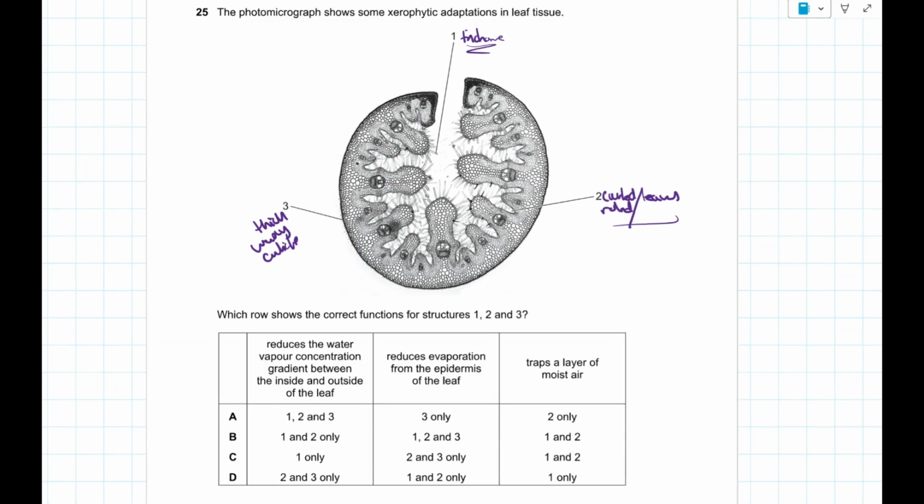First of all, we know that 1 and 2 trap a layer of moist air, so this is correct. A thick waxy cuticle does not trap a layer of moist air, it only reduces evaporation. Now, it reduces evaporation from the epidermis of the leaf, technically all 3 of them, because the trichome and curl leaves create a layer of still air, which creates humidity, therefore reduces the water potential gradient and reduces evaporation. A thick waxy cuticle creates a barrier, therefore also reduces evaporation, therefore all 3 of them must be correct. Which leaves us to the last suggestion, therefore the answer is going to be B.